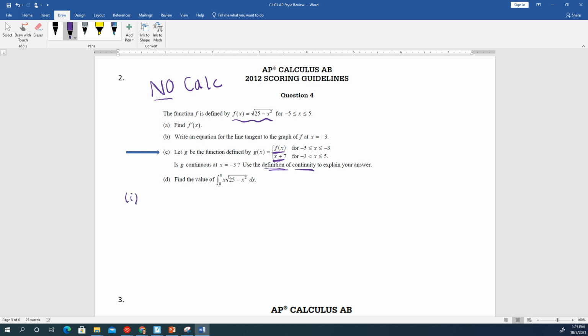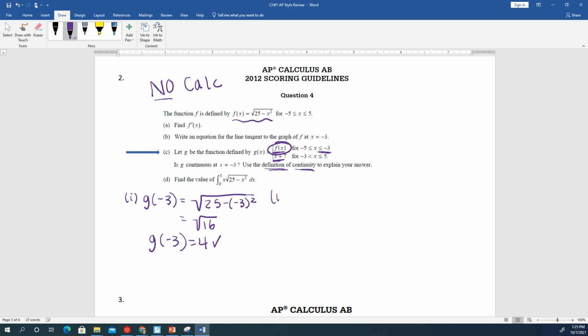First, I need to make sure that g of -3 exists. When x is -3, I would use my top piece, which is f of x. So I plug it in to this piece. I get 25 minus 9, the square root of 16, so I get 4. So g of -3 exists, and it's 4.